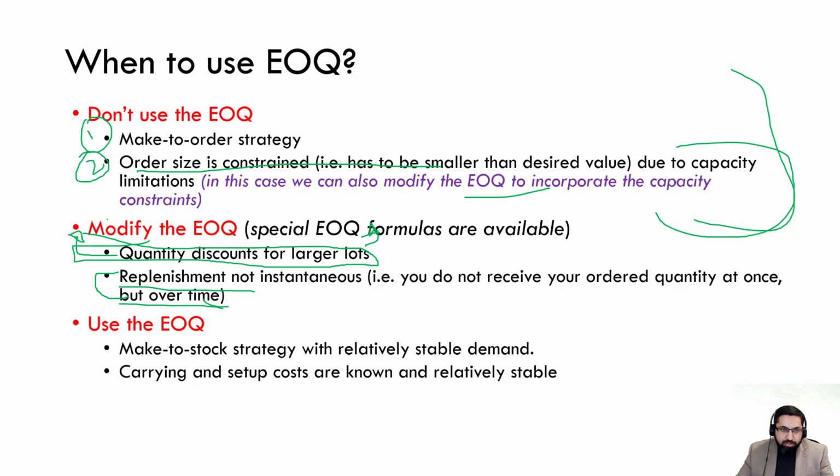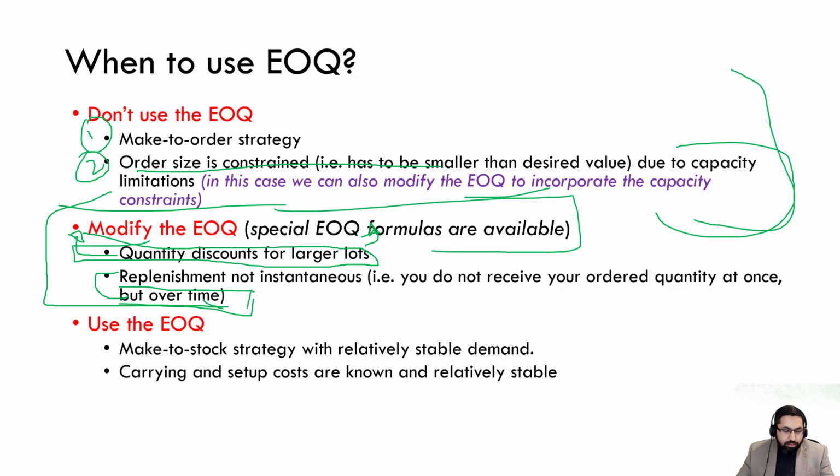Okay, so these modifications are pretty straightforward. You can find the formulas in the Krajewski-Malhotra operations management textbook. Right here, the formulas are given in Supplement C. The formulas for these two situations are given there.